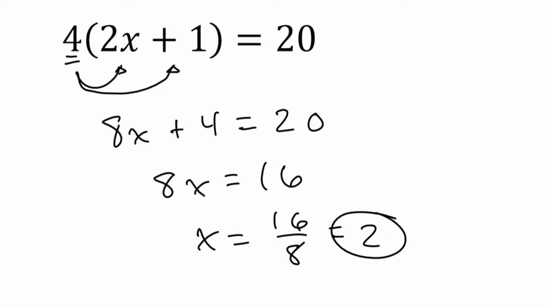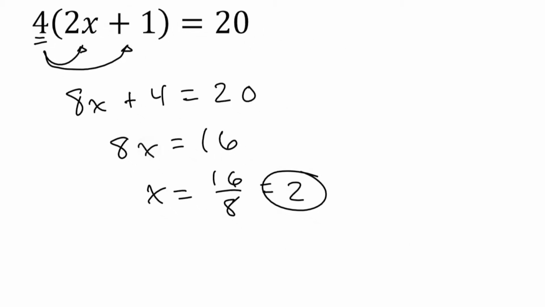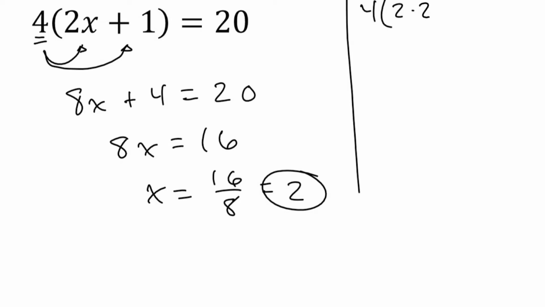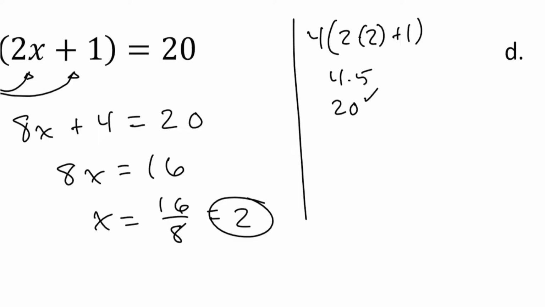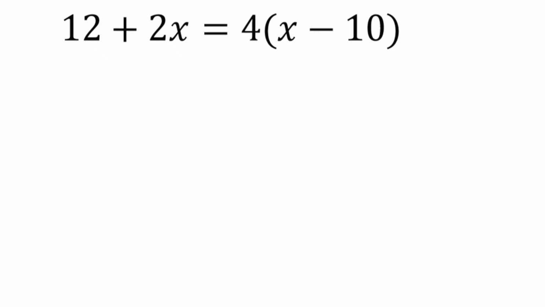So my claim is that when I plug 2 into this equation, it gives me the correct answer. Without using my calculator, I can demonstrate that to myself. 4 times 2 times the 2 of my answer, plus 1. 2 times 2 is 4 plus 1 is 5. 4 times 5 is 20. When I plug 2 in, it makes both sides of that equation the number 20. It is the solution. All right, last problem.